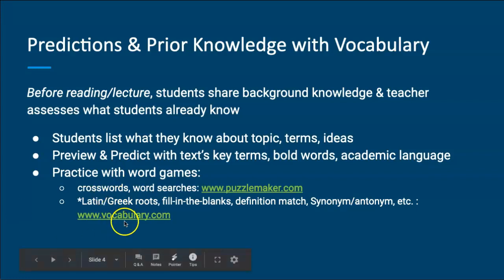But this site down here, vocabulary.com, has fill in the blanks, definition matches, synonyms, antonyms, etc. And the Latin and Greek roots are such an awesome and powerful way to help students learn vocabulary that can be found in so many places, including those standardized exams that they're going to have to do at certain points.